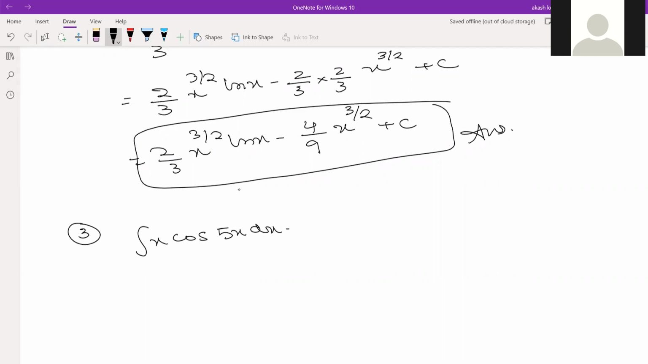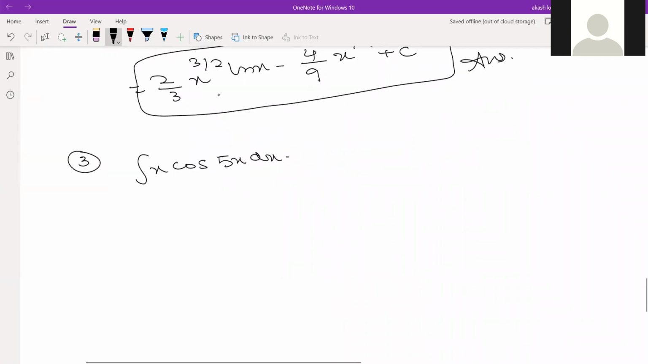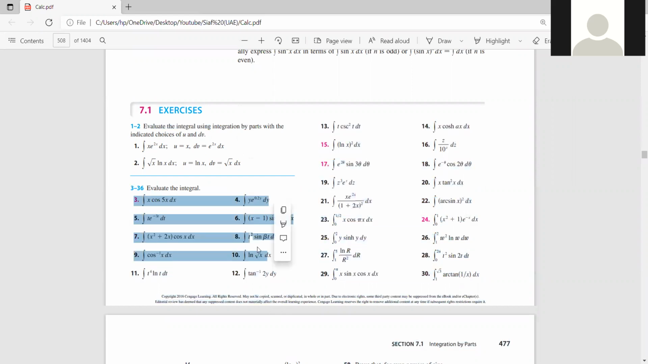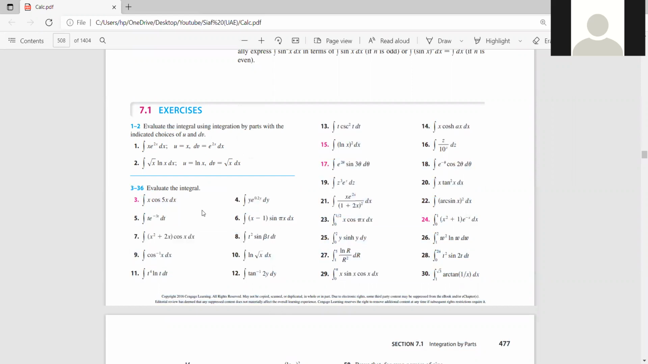X cos 5x dx. Okay, in this question, they have asked us to evaluate the integral. They haven't mentioned what is u, what is dv. In questions 1 and 2, they told us what should be u and what should be dv. In this question, from now onwards, we have to identify ourselves which one should be u and which one should be dv.